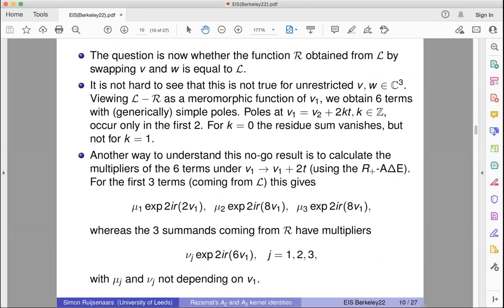Now, it's not hard to see that it's not true if you do not restrict V and W. And one way to see it is that you view it as a meromorphic function of V1. And then you have six terms with generically simple poles. There's always genericity, right? I mean, there are just special cases where you get multiple poles, but that's non-generic. So if you look at the first pole, which is when V1 is equal to V2 up to the lattice, the elliptic lattice, then for k equal to zero, the residue sum indeed vanishes. So that looks good, but as soon as you go to the next one, it's non-zero. So the first test already tells you, no, it's not true. It cannot be true in an unrestricted case.